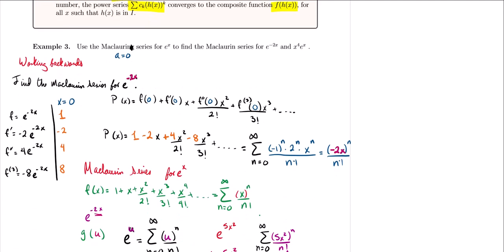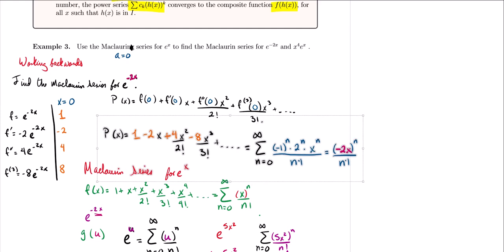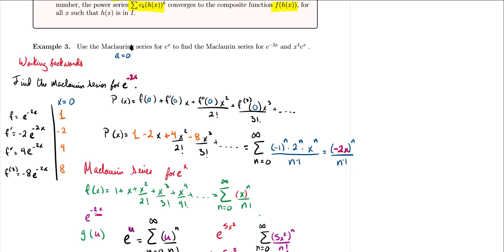Now, the way that we did it here, we come up with our formula. Remember, we reviewed it in section 11.1, but we came up with the following series. It was the sum as n goes from 0 to infinity of negative 1 to the n times 2 to the n times x to the n, which was nicely abbreviated as the sum as n goes from 0 to infinity of negative 2x to the n over n factorial.